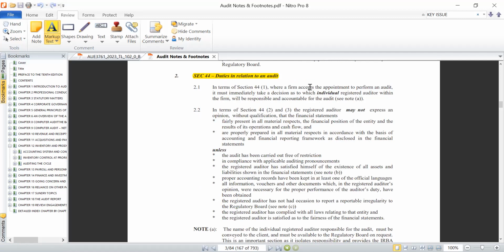So if you are appointed to perform an audit, very important, it's important for the audit firm to know which individuals within the firm would be assigned to conduct the audit. Remember, as an audit firm, what is happening? You are a team of different registered auditors. You might be a team of 10 registered auditors.